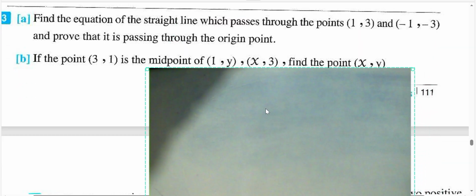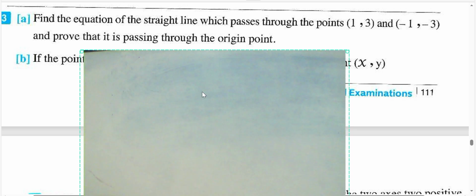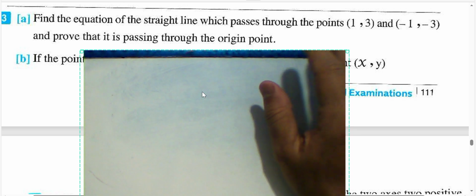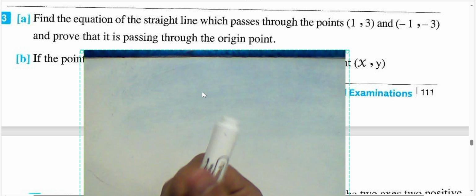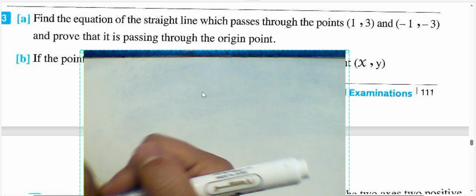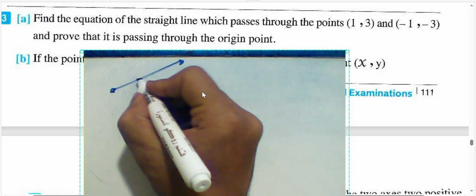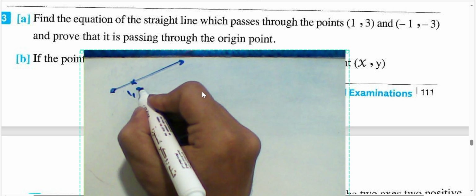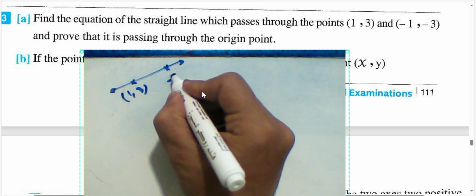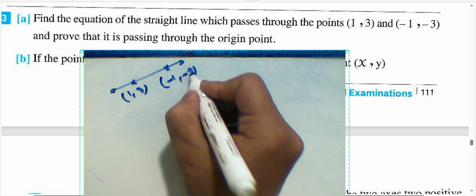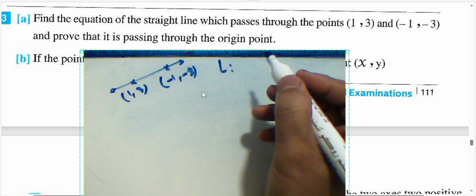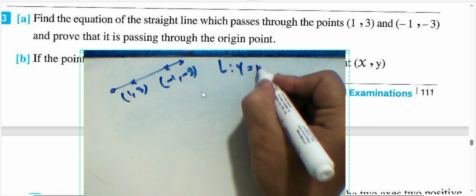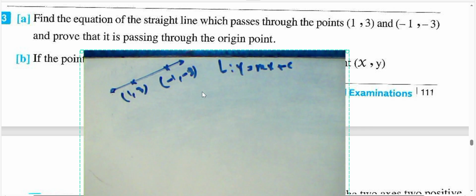Next question. Find the equation of the straight line which passes through points (1, 3) and (negative 1, negative 3), and prove that it passes through the origin. Okay, we have the information here. The straight line passes through 2 points. The first point is (1, 3), and the second point is (negative 1, negative 3). You want to find the straight line. Let L represent the equation of the straight line, which is y equals mx plus constant.